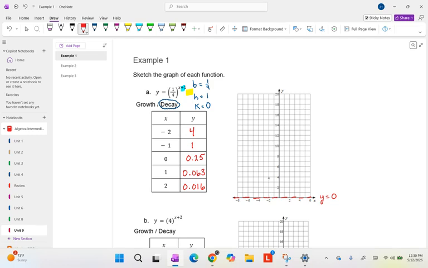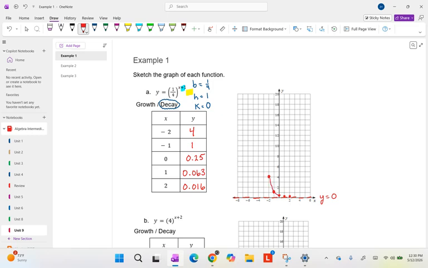So we'll go -2, 4. That's going to be our first plot. -1, 1. That's going to be our second. 0, 0.25. Notice a little bit above that horizontal asymptote. And then we have 0.063. That's a very small number. So I'm going to actually put the dot above the horizontal asymptote, but kind of touching it. And then the next one is also small. I'm going to put it basically at the same spot. So essentially, it's going to start to flatten out right there.